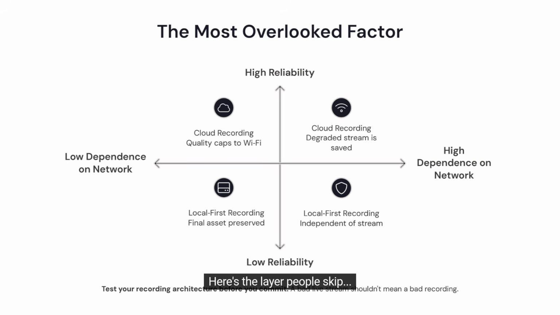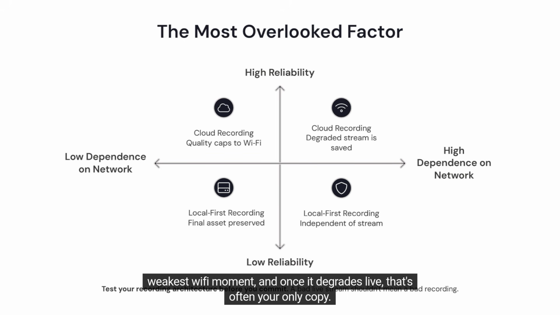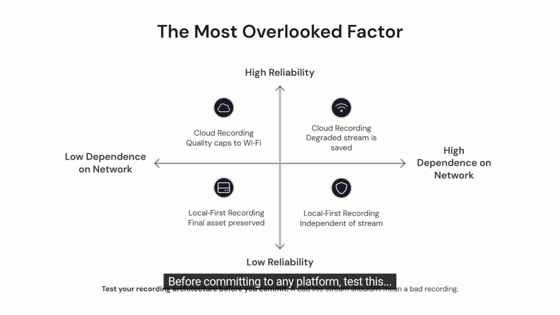Here's the layer people skip. Recording architecture. Most platforms send your camera feed to the cloud and back, so your recording is only as good as your weakest Wi-Fi moment. And once it degrades live, that's often your only copy. Before committing to any platform, test this. Record a clip on shaky Wi-Fi and see if the saved file actually looks worse.